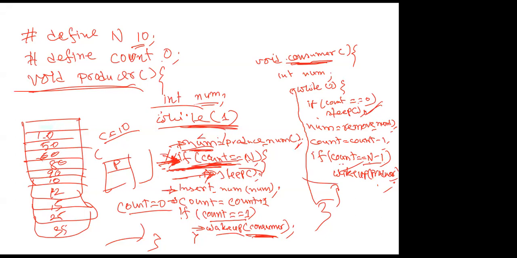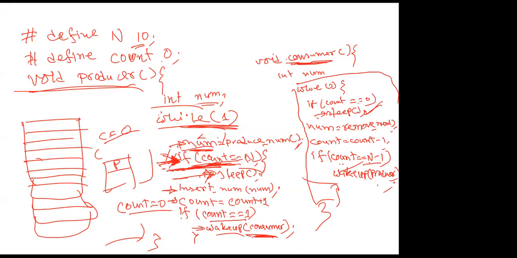So it will remove all of these numbers. Your consumer function removes all of these numbers again and again. By the time it executes this while loop, it removes all of these numbers and count becomes 0. Once this count becomes 0, your consumer function will go into sleep mode.